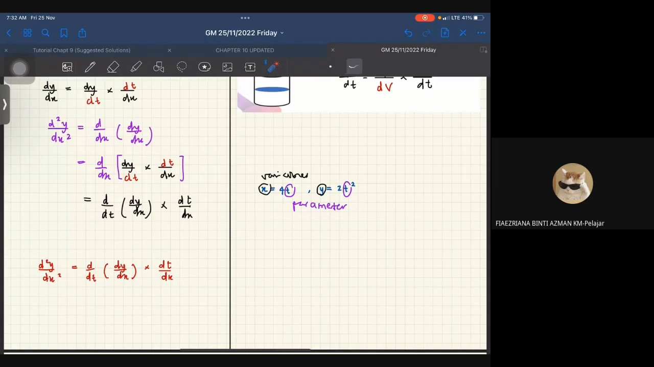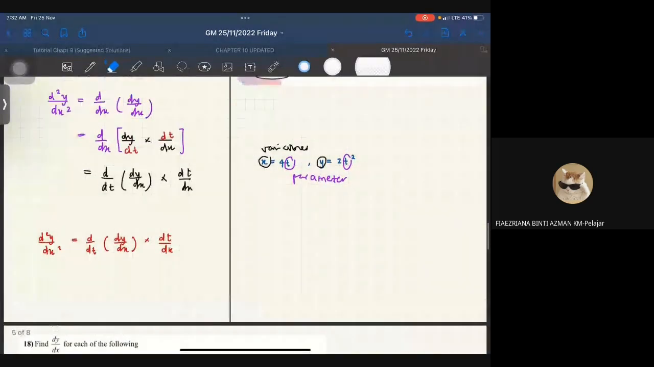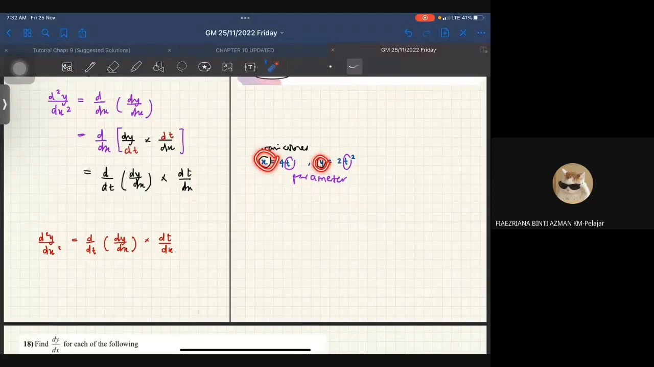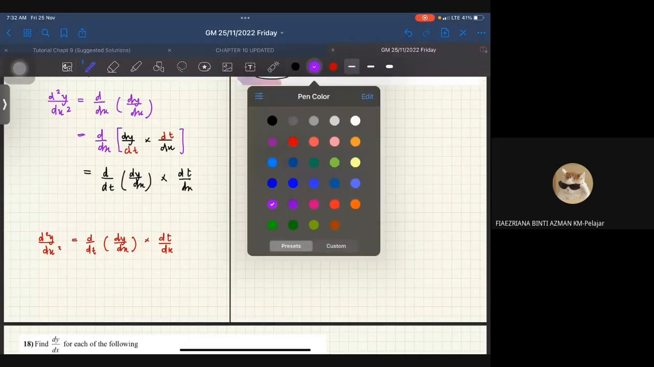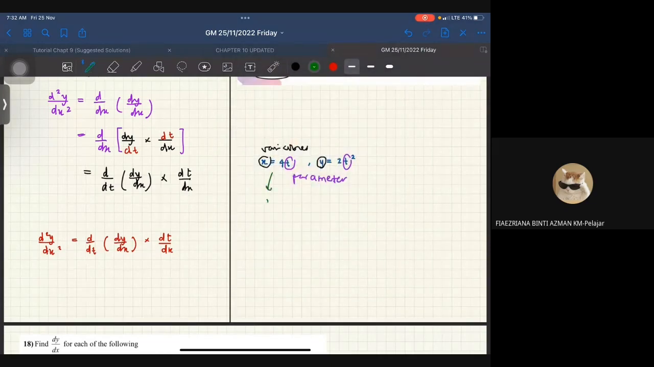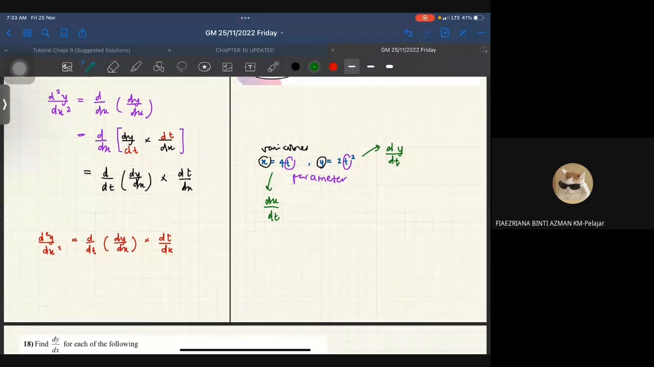Okay, so when we look here, we have x and y separately. Usually x and y are combined, so we can directly find dy dx. But when they are separated like this, what can you do? From x, you can find dx dt. And from y, we can find dy over dt. But we don't want dx dt and dy dt. We want to find dy dx.